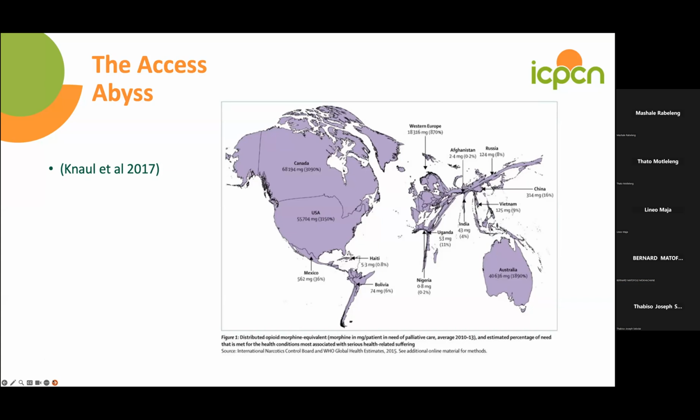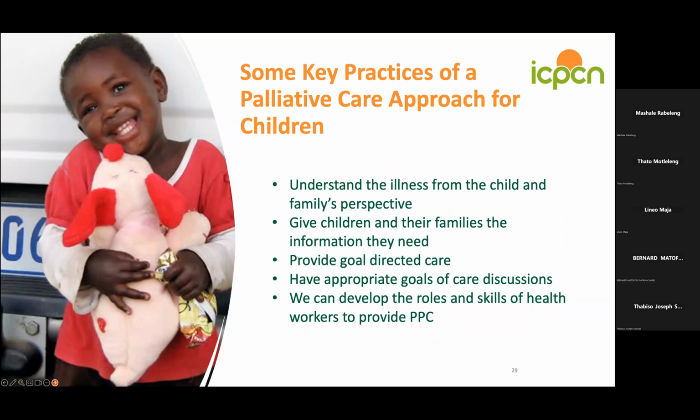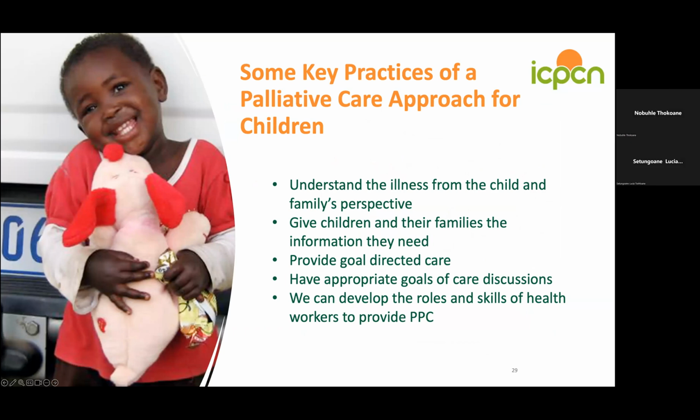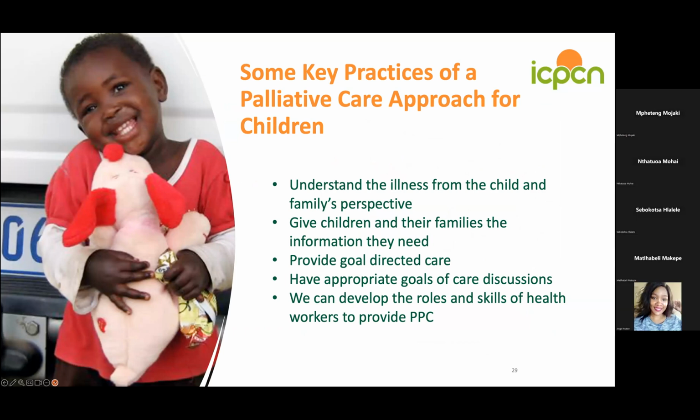So it's so important in children's palliative care that we try to understand the illness from the child and family's perspective. We give children and their families the information that they need, and we really think about how we can develop and strengthen each of our healthcare professionals in providing such care.